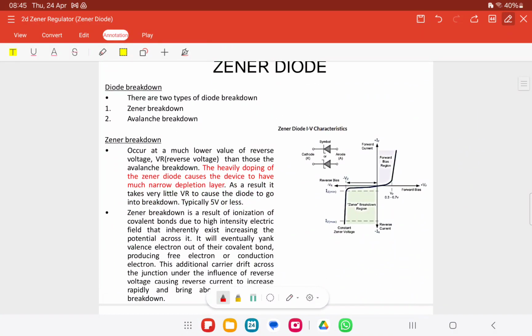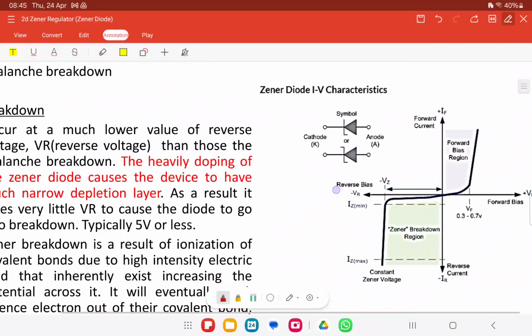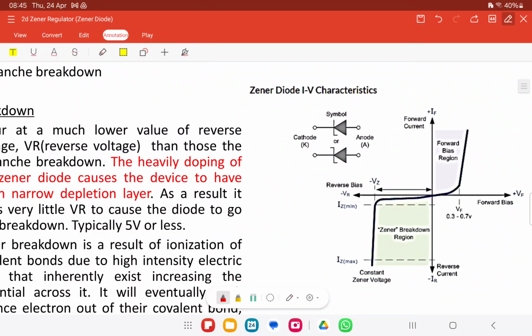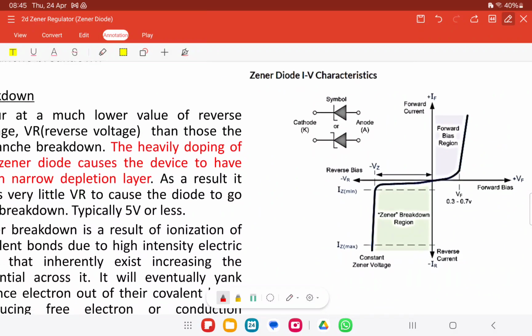Okay, so this one I drew is the IV characteristic of the Zener diode. The question might ask you to draw the IV characteristic of the Zener diode, so you should draw this one.